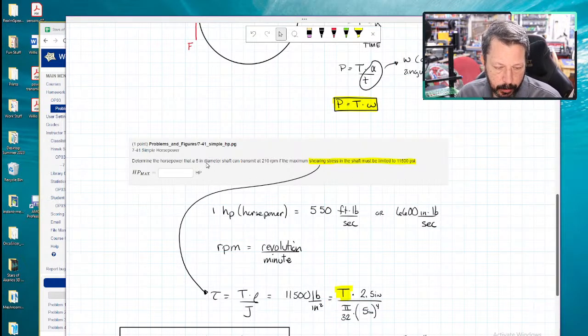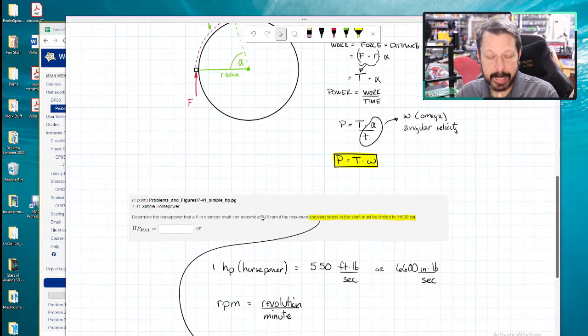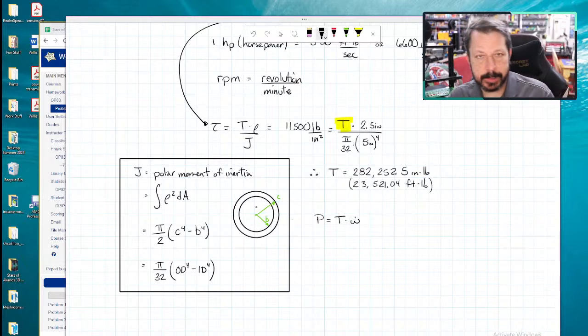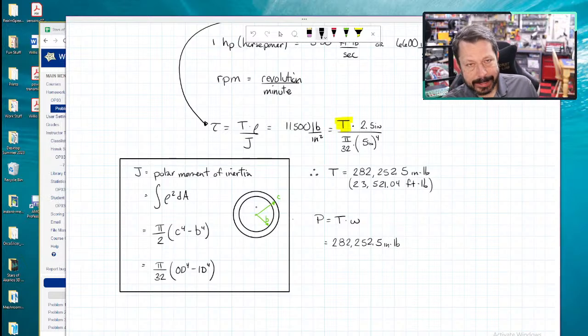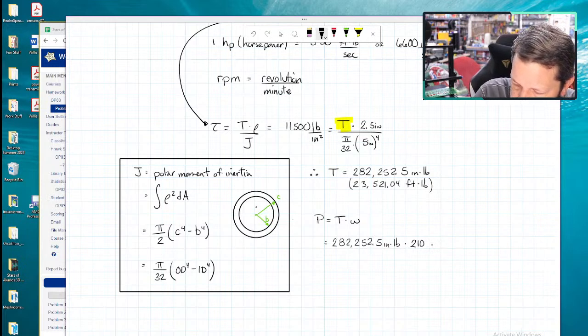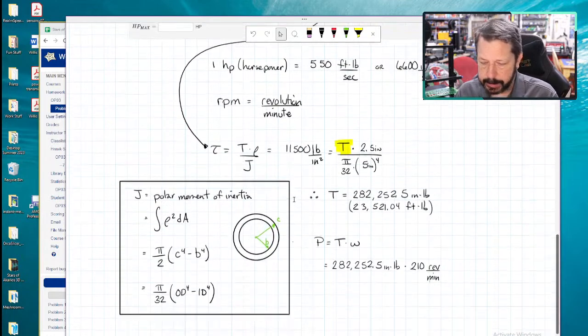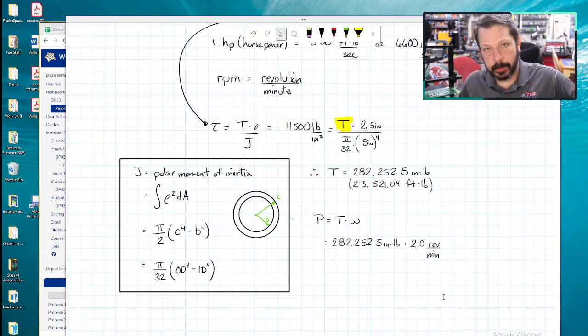Now, we wanted to figure out the horsepower, so the power, if this shaft is dealing with this huge amount of torque, 282,000 inch-pounds, and spinning at 210 RPM. So let's go over to that part. Power equals torque times omega. In this case, we want to solve for power. How much power can this shaft deal with? The torque is 282,252.5 inch-pounds. And remember, we want radians per second here, but we're given 210 revolutions per minute. So I need to convert revolutions per minute over to radians per second so that power will come out in inch-pounds per second, and then we can convert to horsepower because the problem specifically wanted horsepower.